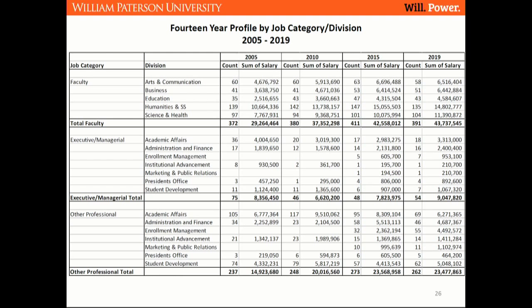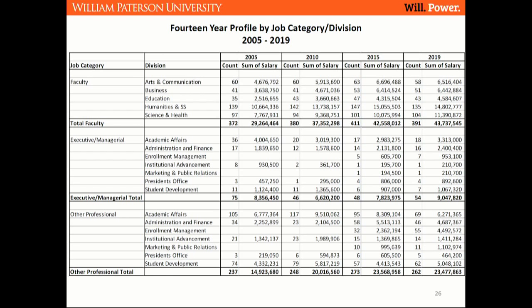Same time period over the 14 years, and I took 2005, 10, 15, and 19 to show you the comparisons and trend lines. It's by faculty, it's by major and component. Faculty, executives, professionals, secretarial, clerical, service, and technical paraprofessionals.